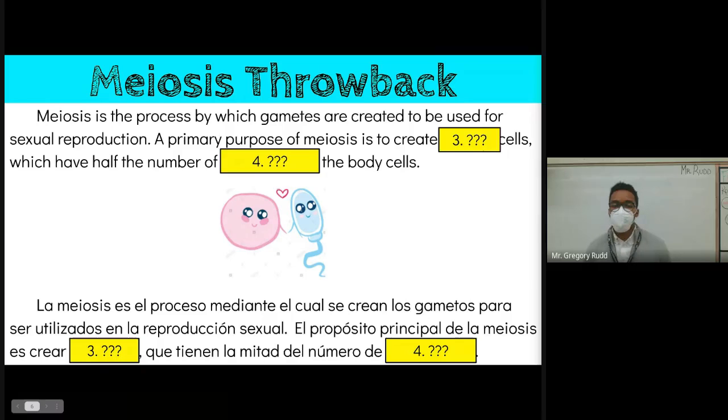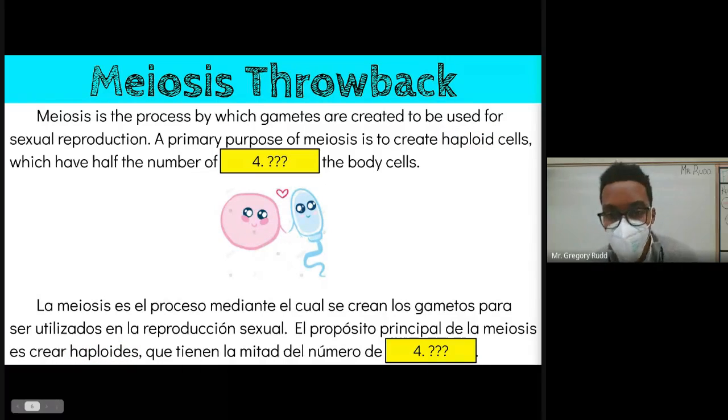All right, the next sentence. A primary purpose of meiosis is to create blank cells, which have half the number of blank of the body cells. So what are we trying to create? What kind of cells have half the number of blank? That is going to come up later. JT, your word, unique, is going to come up later. But again, Janelle gives us the correct answer here. Haploid. That's why we say they have half the number of blank. What do they have half the number of?